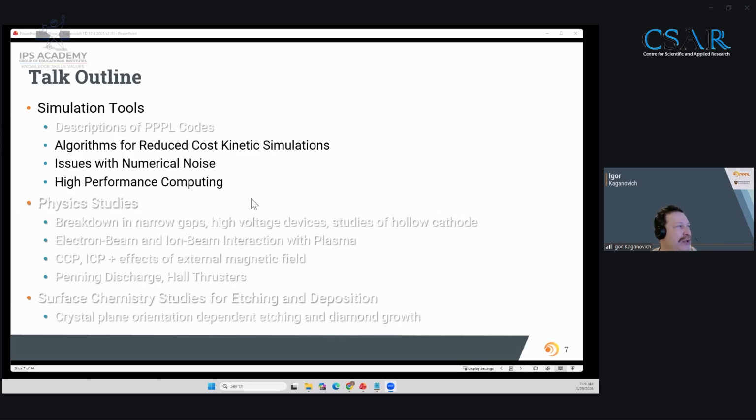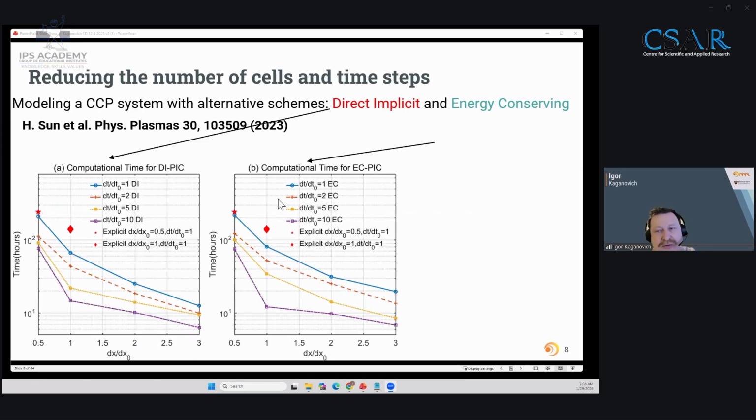Okay, next I'll talk about algorithms. So the problem we have is, if you have a relatively large plasma, say for a 300 millimeter wafer, it actually takes a lot of time to simulate this plasma in 2D and 3D.